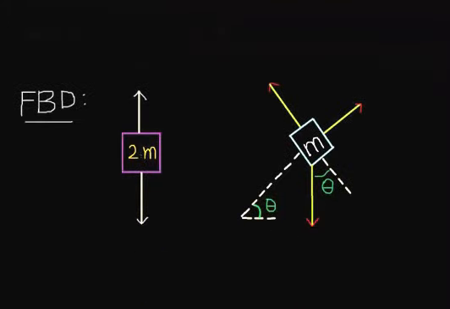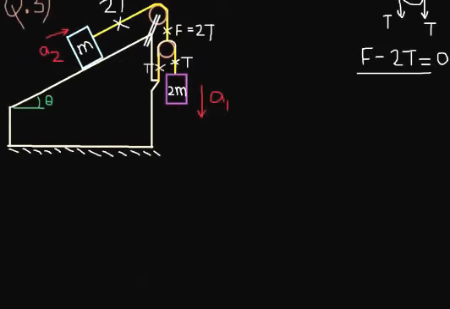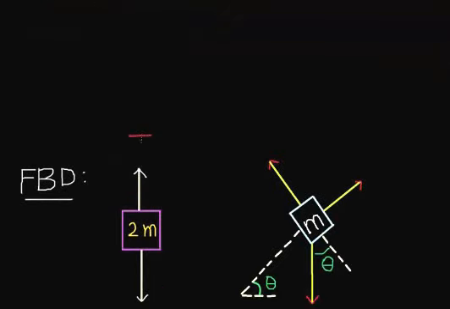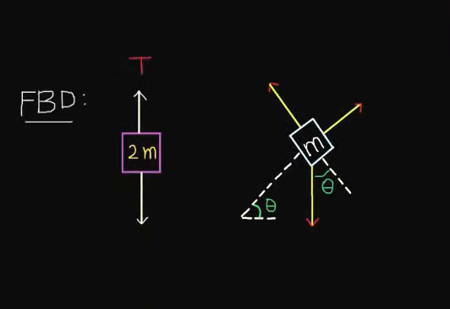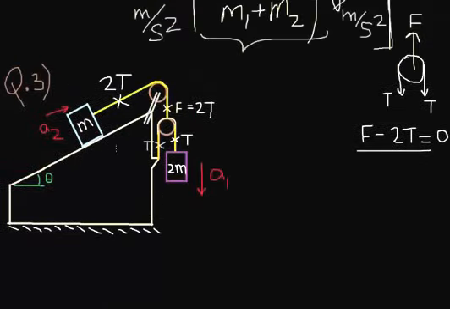So I'm having a rough sketch of the free body diagram. Let's see the 2m mass. It's hanging with a thread, and the tension in the thread is T. So the tension in the thread is T, and the downward force which is applying on this block will be the gravitational pull, which is 2m into g.